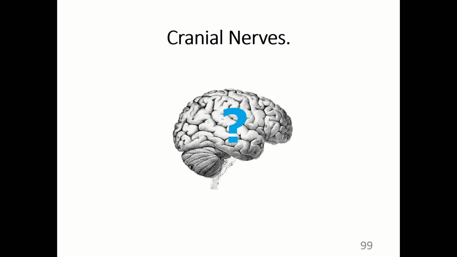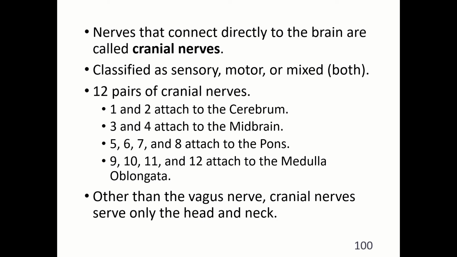Last thing we'll talk about in this chapter is the cranial nerves. Nerves that connect directly to the brain are called cranial nerves. They are classified as sensory, motor, or mixed, which means they are both sensory and motor. There are 12 pairs of cranial nerves.